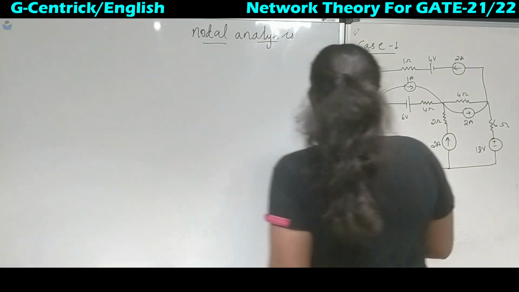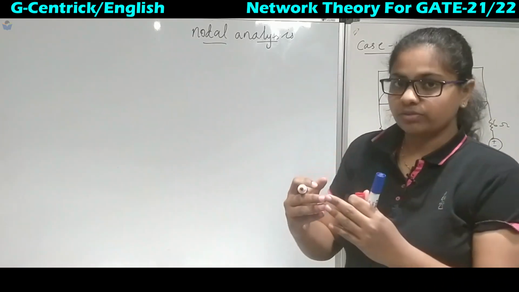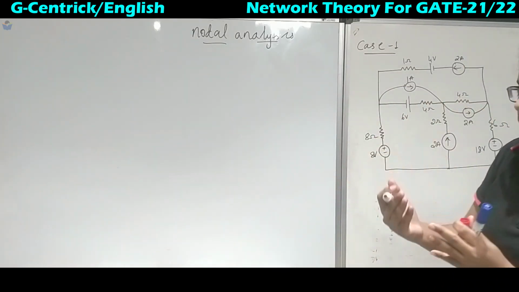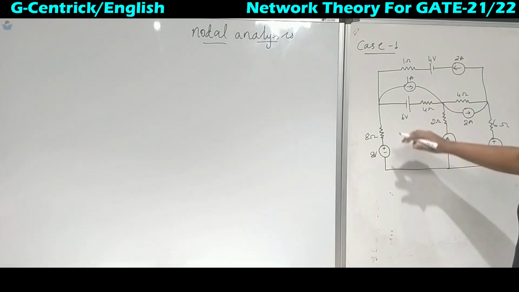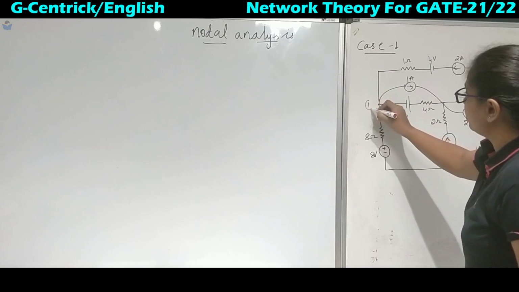So let me identify the nodes. What is a node? It is nothing but the joining of branches. One or more branches joining, we will call it a node. So this I can call a node. This is node 1.